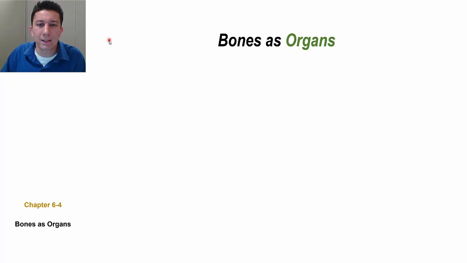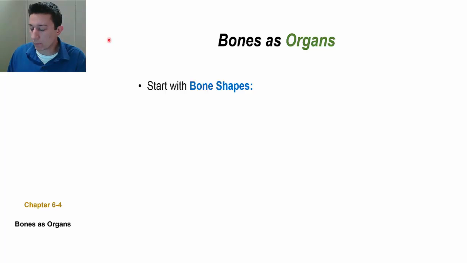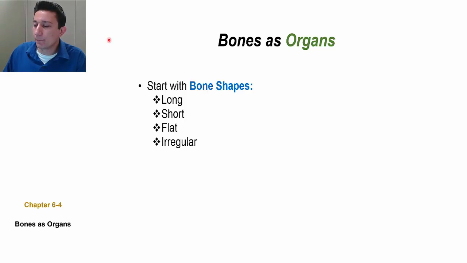In this segment, we're going to consider bones from the perspective that they are organs, and recall that organs are a structure that have two or more tissue types and fulfill some common function. So first we're going to take a look at bone shapes, and we have essentially four basic bone shapes. We have long bones, short bones, flat bones, and irregular bones.